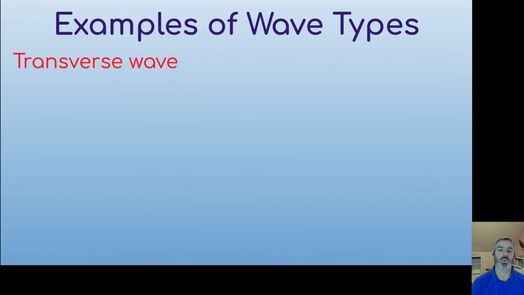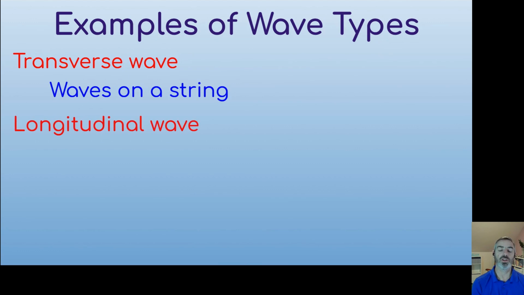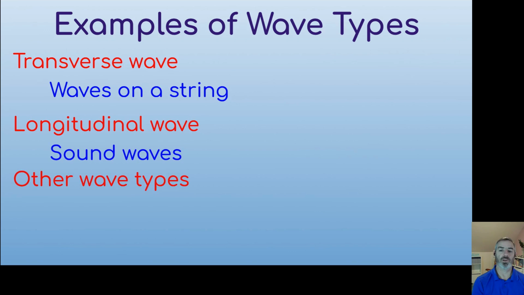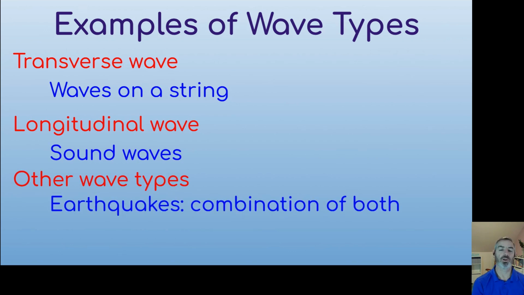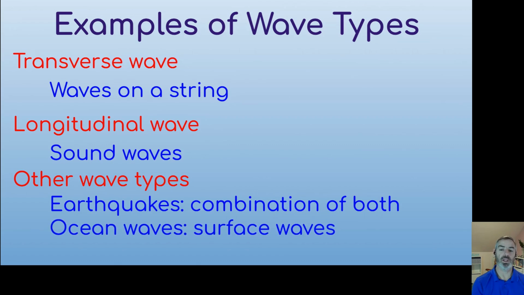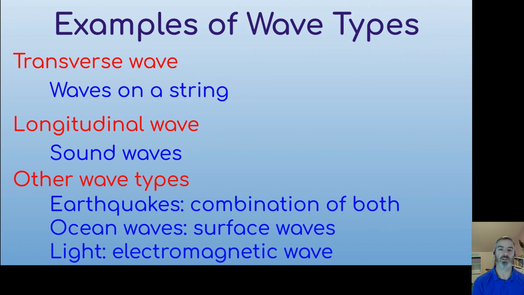So a transverse wave pulse, an example of that would be waves on a string, as we're going to experiment with a lot in this video. A longitudinal wave example is a sound wave. Other types of waves, earthquakes, are a combination of both transverse and longitudinal. An ocean wave is something called a surface wave, and light, that we'll talk about at the end of this series of videos, is an electromagnetic wave.